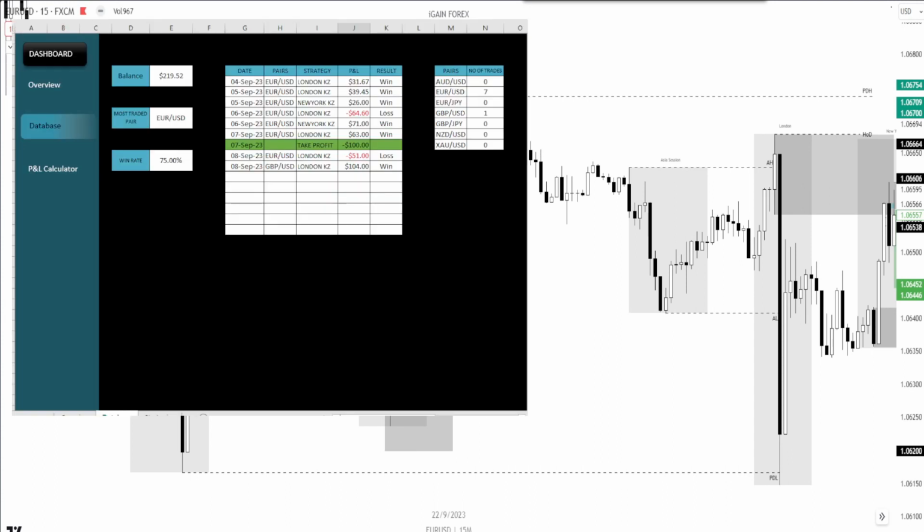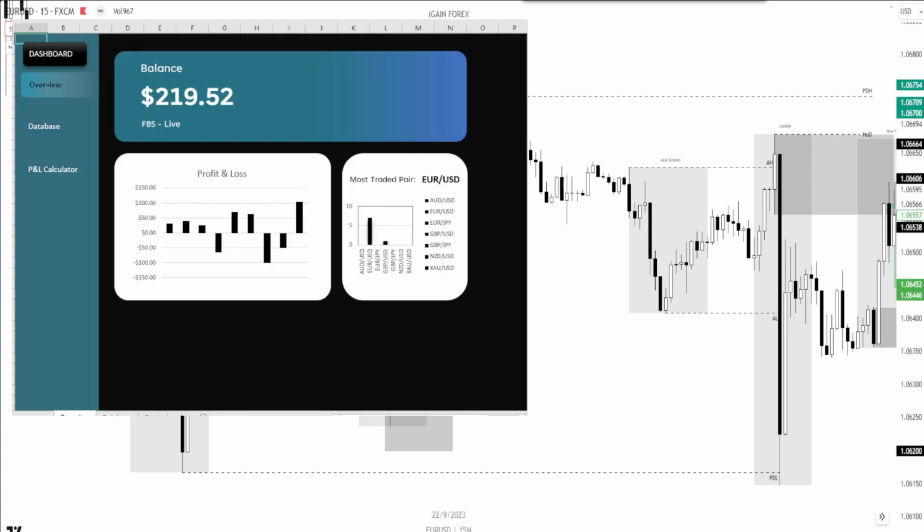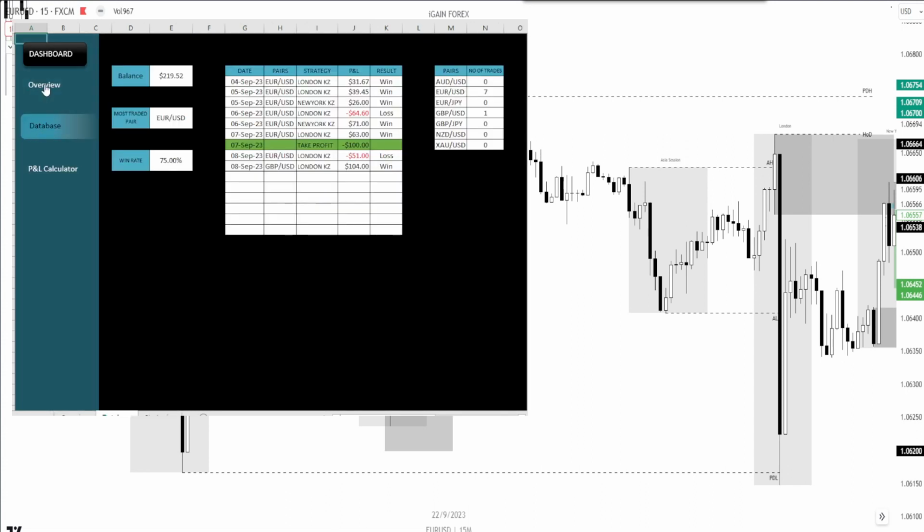So here, as you can see, for example, this is an Excel file I made. This was my $100 challenge before, but I'm not using it anymore. You can see here the date, the wins and the losses. This is my journal. As you can see, my most traded pair is Euro USD.